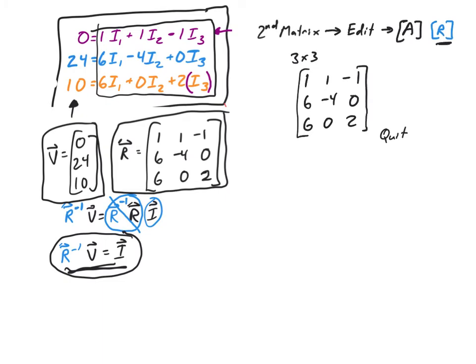Now I'm going to press second matrix again. And when I do that, it gives me that table again, and I'm going to go to edit. And we're going to edit our second matrix, labeled B. B is going to be our voltage matrix.